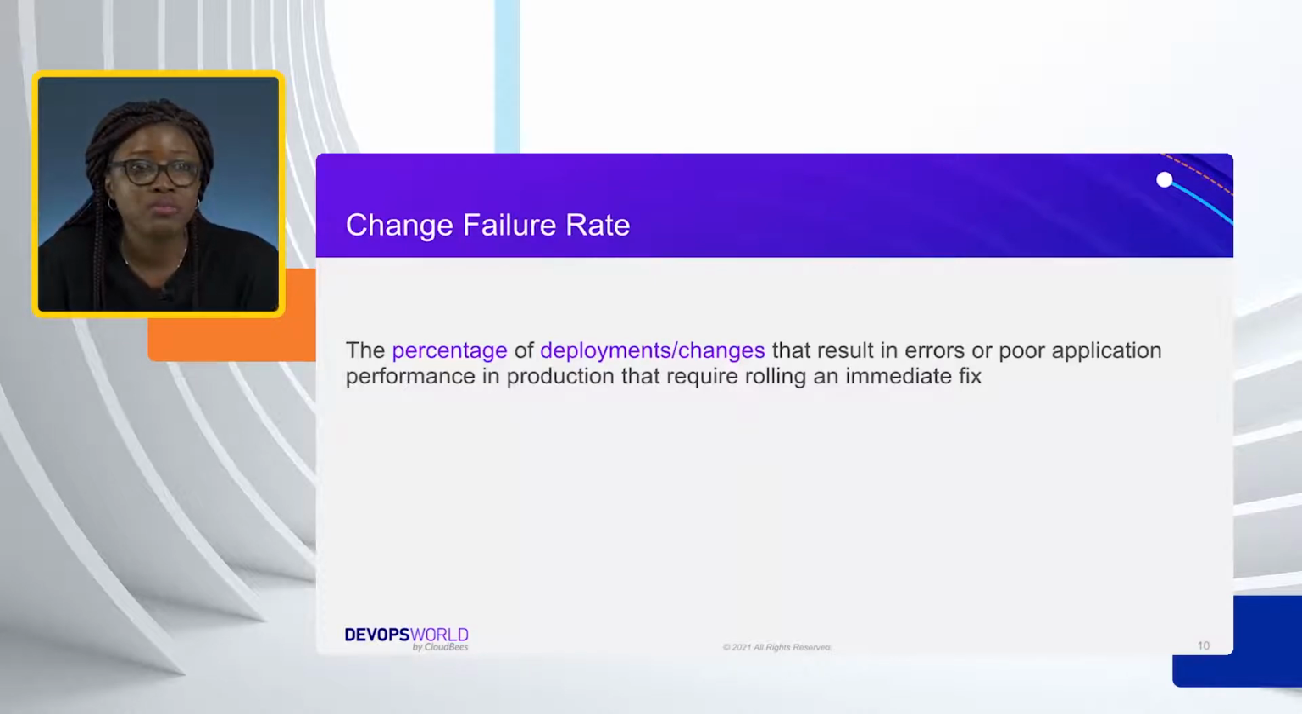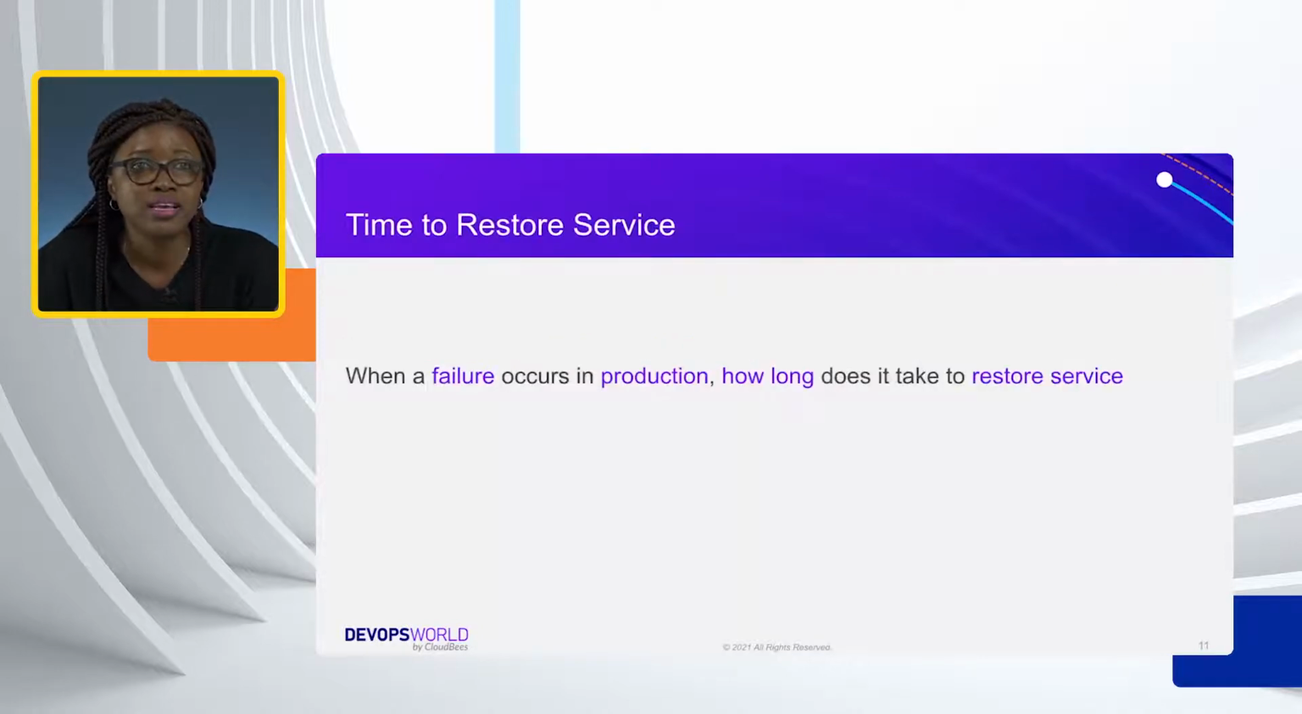For example, let's say you have 10 deployments in a day, and 2 of these deployments cause failure. That means you are having a 20% change failure rate. So your goal should be to reduce this to like 10%, like having 1 failure out of the 10 deployments you're having. This shows the percentage of deployments that result in error or poor application performance in your production.